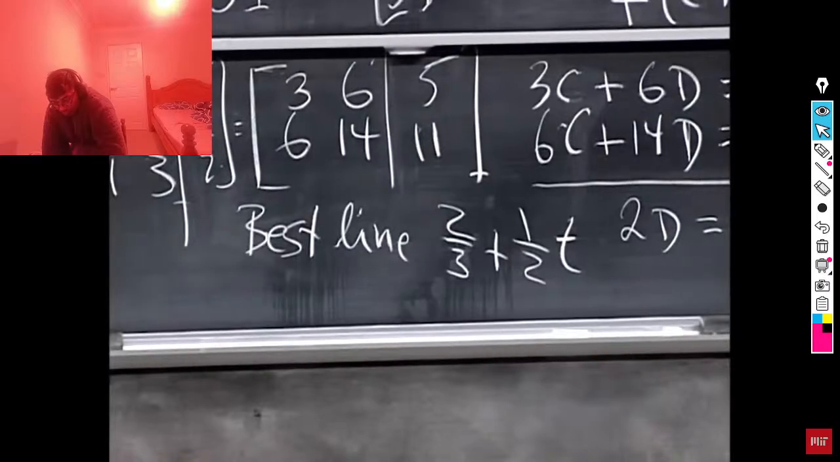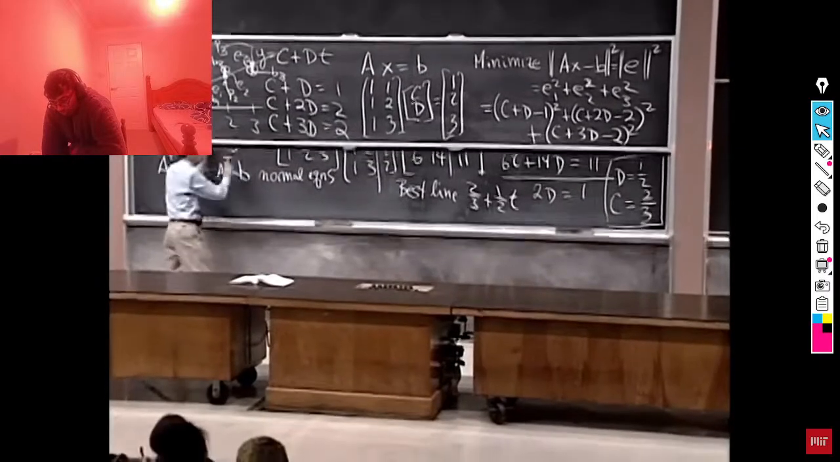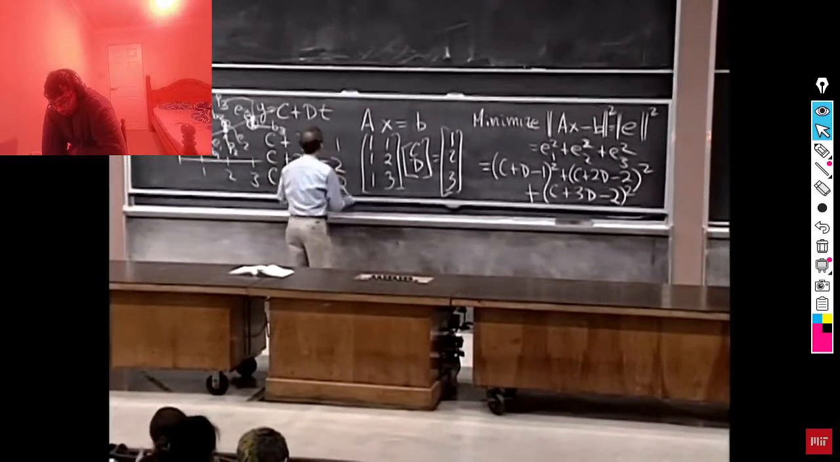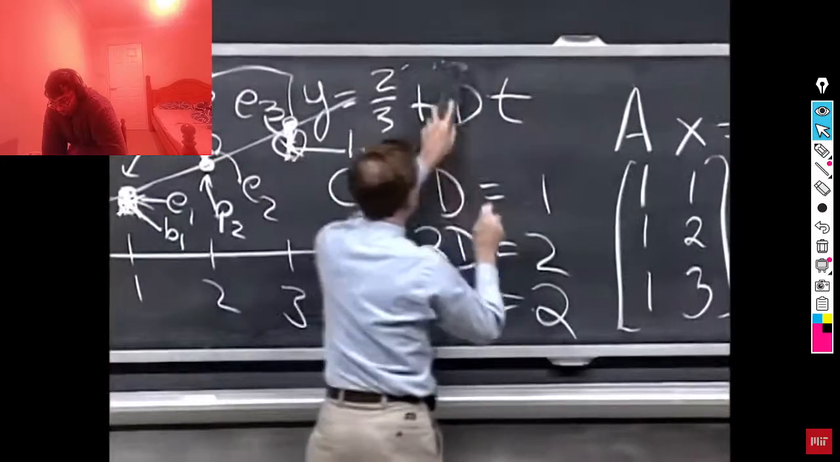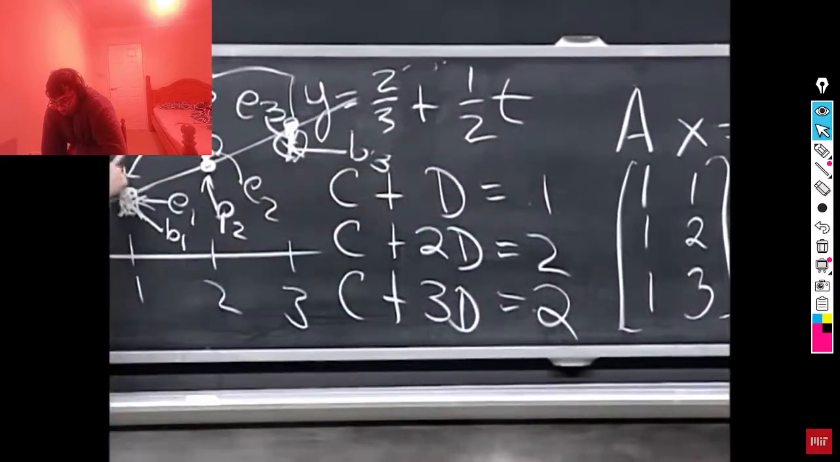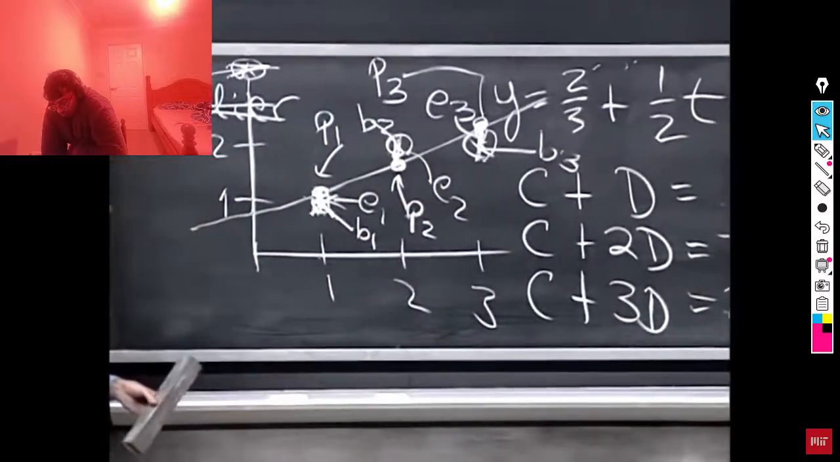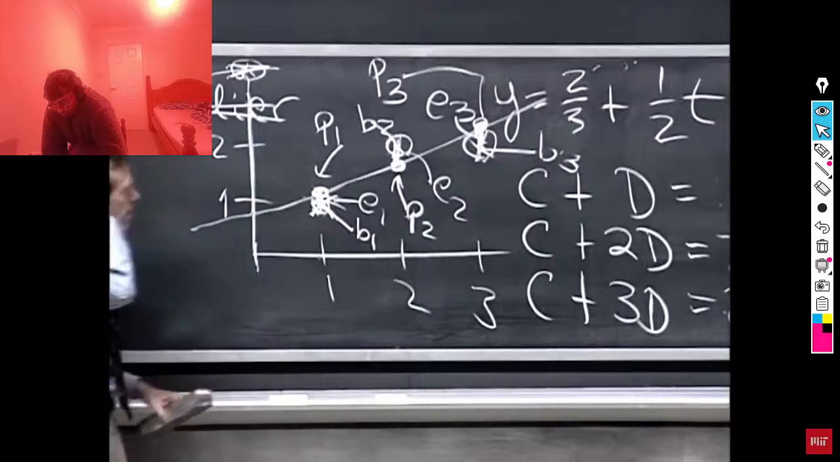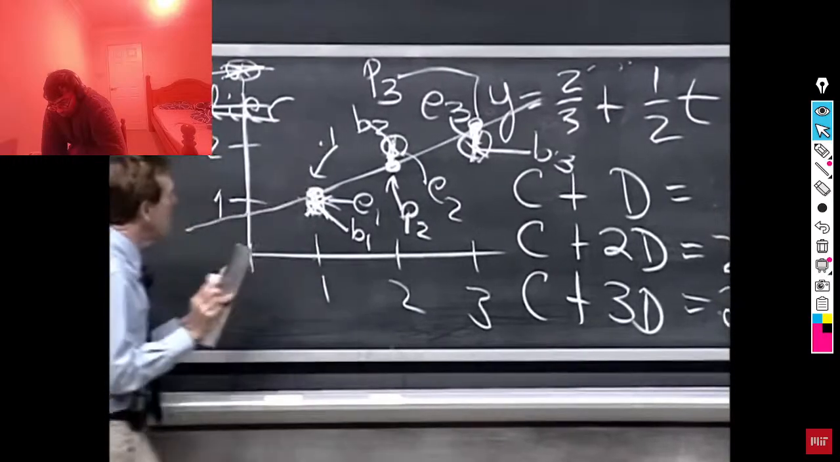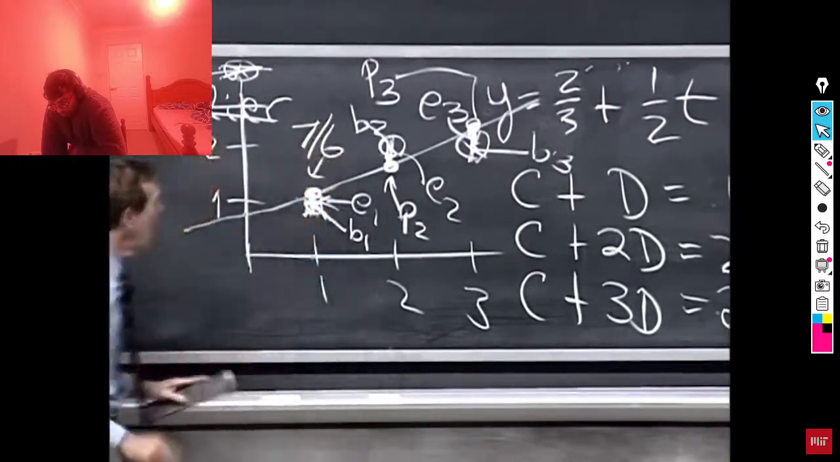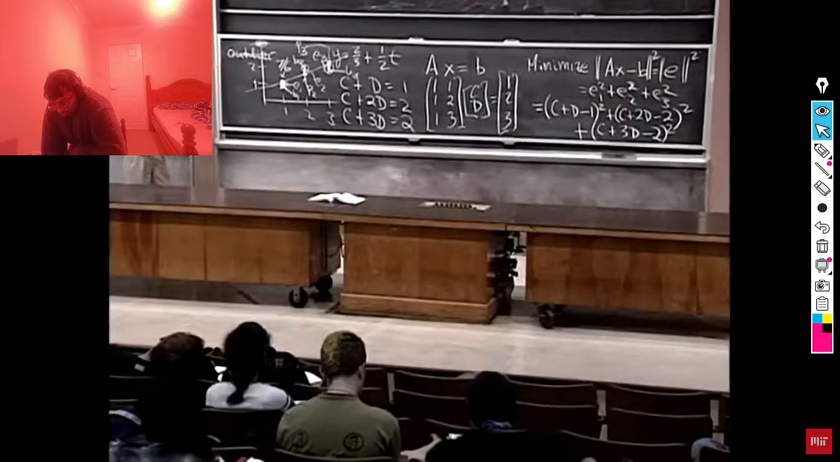Is my picture more or less right? Let me copy that best line down again: 2/3 and a half. So what's this P1? That's the value at t equal to 1. At t equal to 1, I have 2/3 plus a half, which is 4/6 and 3/6. So P1, I'll erase and put 7/6. It's above 1, and E1 is 1/6. Right, you see it all.